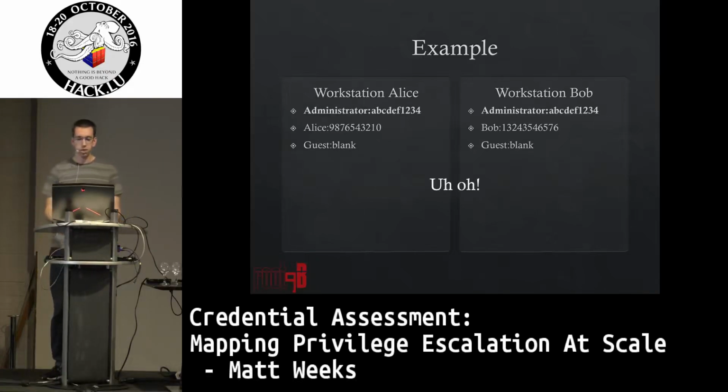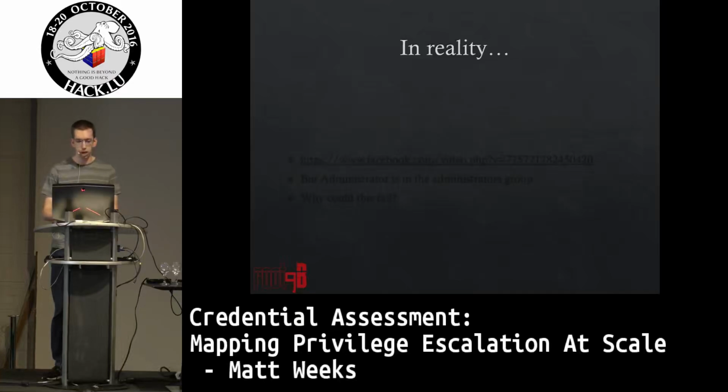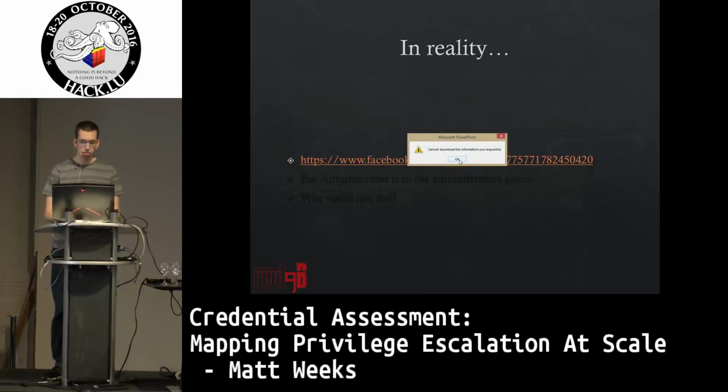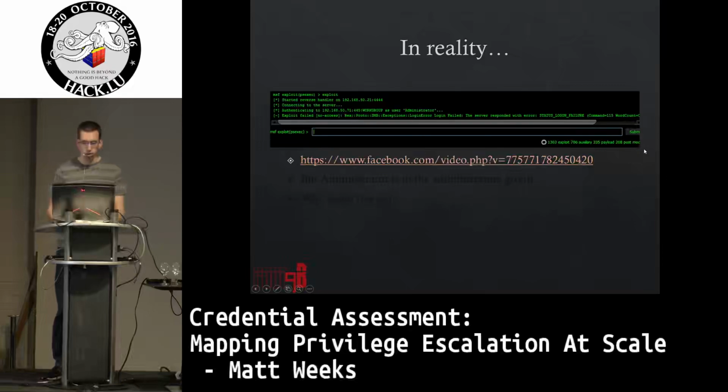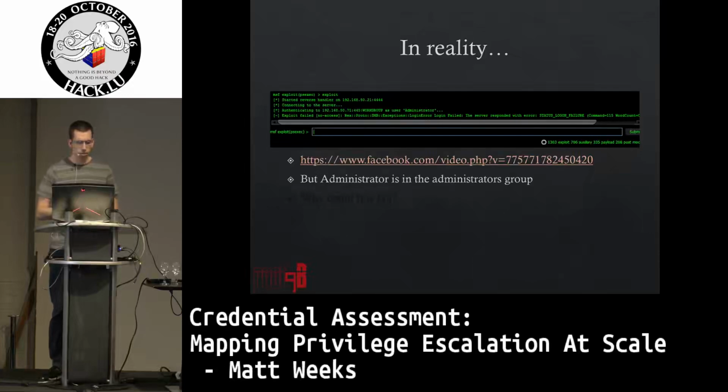So, you can steal the hash from Alice if you've compromised that system and use it to compromise Bob. But in reality, nope, our link is not going to work, so we're going to skip that. We go ahead and try to run this attack using a Metasploit pass the hash, and we get exploit failed, status logon failure. But the administrator's in the administrators group, so why could this fail?